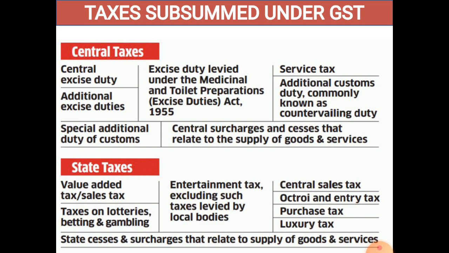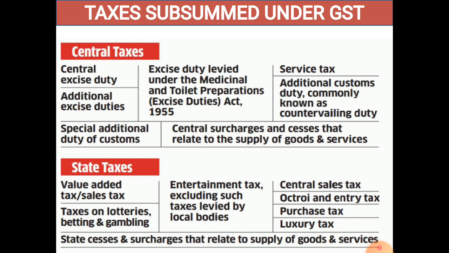The taxes levied and collected by the central government were subsumed under GST, such as Central Excise Tax, excise duty levied for medicinal and toilet preparations, service tax, additional excise duty, additional customs duty, special additional customs duties, and central surcharges and cesses relating to goods and services.